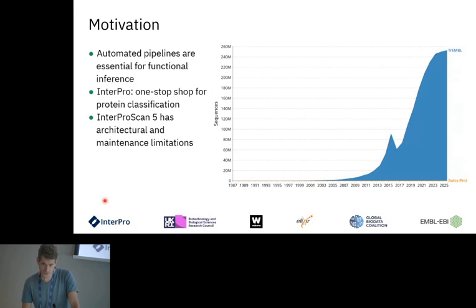InterProScan, the current implementation of our pipeline, has served the community well over a decade, but the code is 12 years old, so it's difficult to maintain. It's nearly impossible to add components, especially when those components have conflicting dependencies. So we decided it was a good time to start from the ground up and redesign everything.